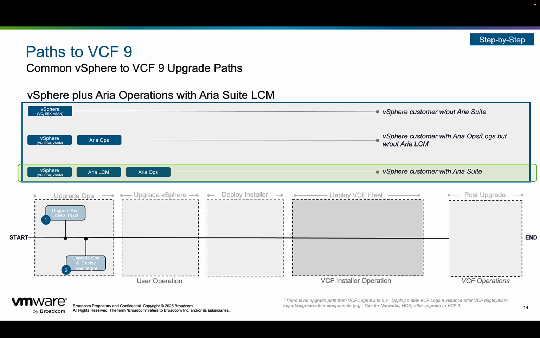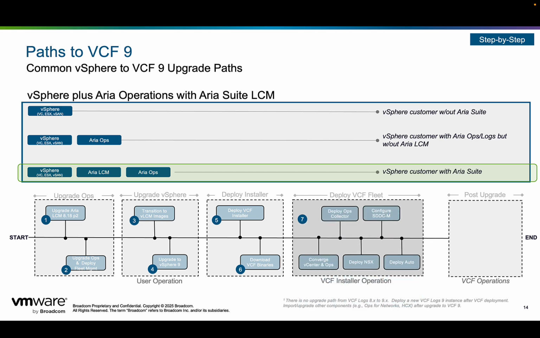Once we have completed the updates for the Aria Suite Lifecycle and Aria operations, we then upgrade our vSphere environment. We begin by transitioning to VLCM images and then upgrading our vCenter and vSphere host to version 9.0. Once we have completed the vSphere upgrade, we then deploy the VCF installer and download the VCF binaries. We then use the VCF installer to upgrade our environment to VCF 9.0.